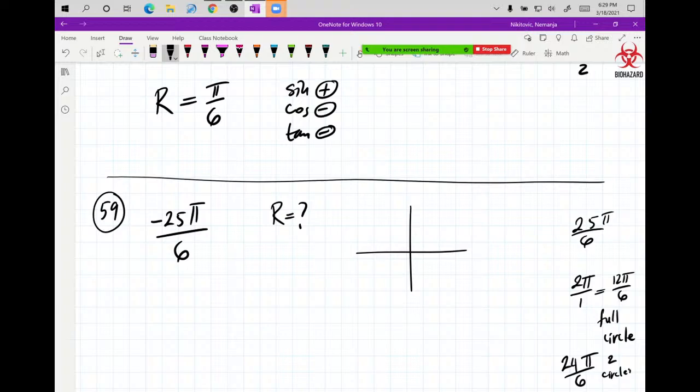So this is my negative direction, and this is my positive direction. If I start here on the x-axis and go negative 2 full circles and pi over 6, this is my first full circle. This is my second full circle. And then I have to go an additional pi over 6. Boom, right there.